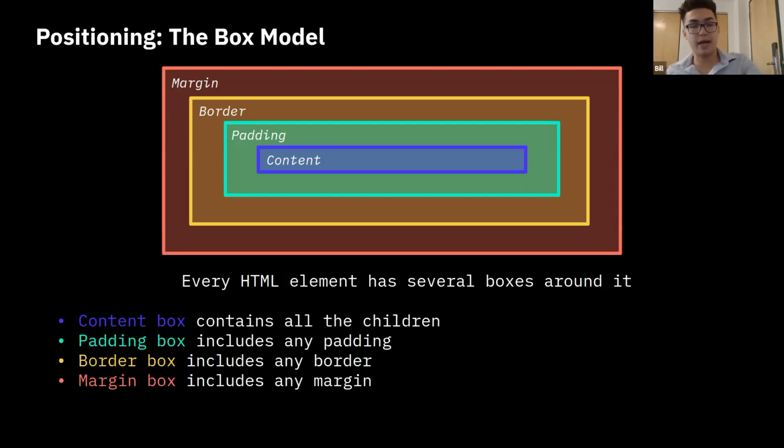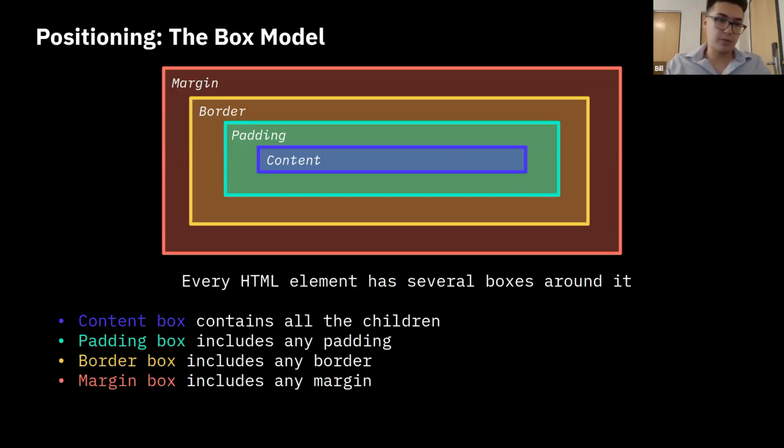That includes the padding box plus a border. So if you were to add a border to a particular element, usually that's only going to be 1 or 2 pixels. But if that was there, that would add 1 or 2 pixels to the size of the overall element. And then the margin box is going to be the border box plus any margin. And so margin and padding are pretty similar. And again, we'll get in a second to what those are.